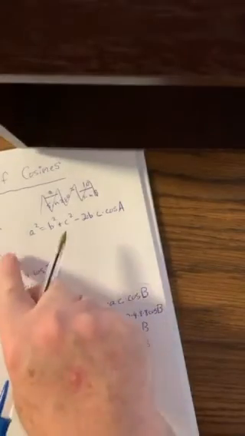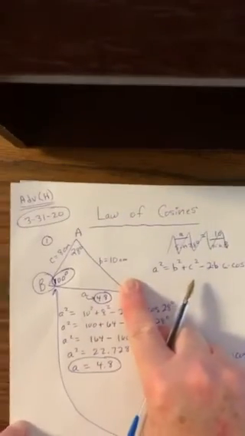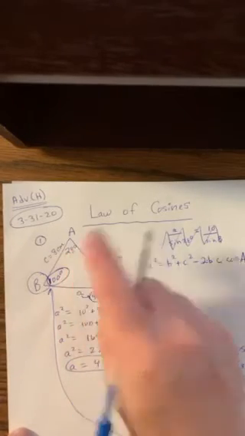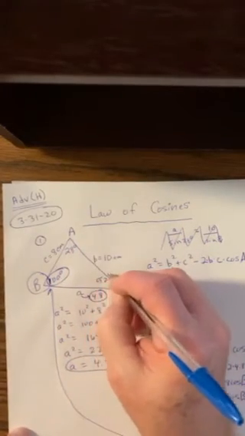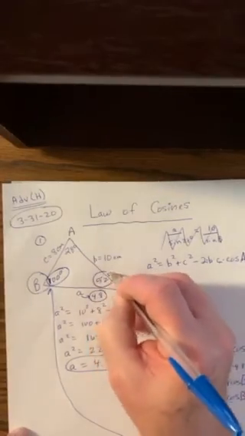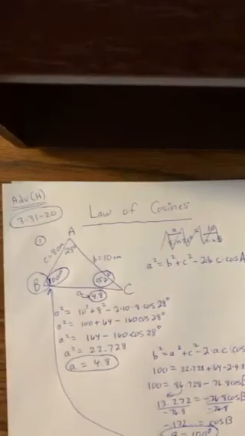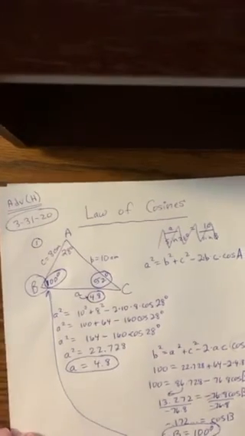Of course, to get angle C, we could now just add 100 plus 28, which is 128, giving me 52 degrees for the third angle. And we found all our missing parts using a law called the law of cosines. Okay? A couple more things to point out on that.